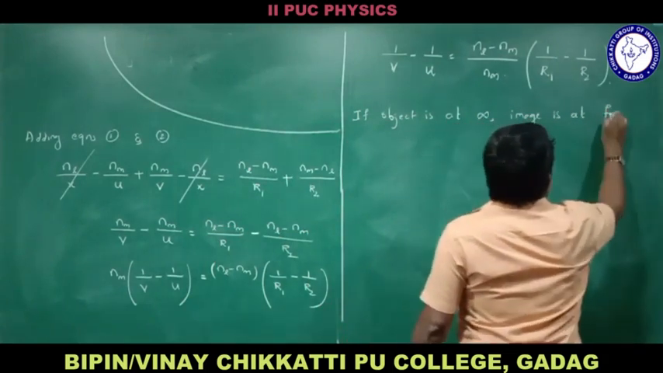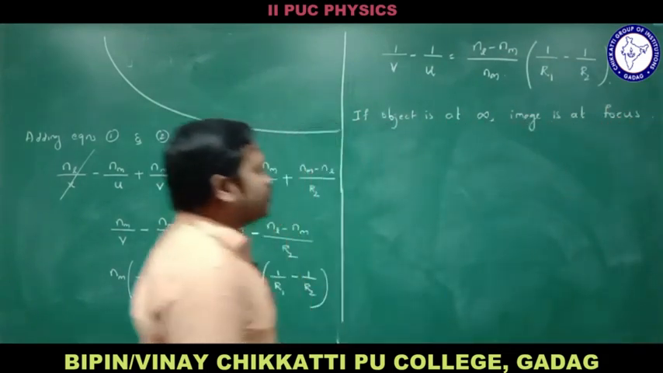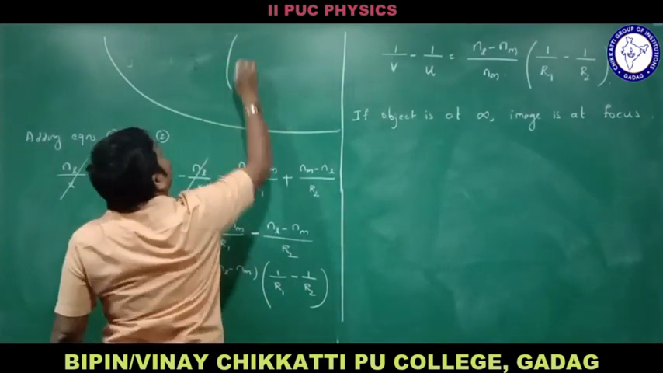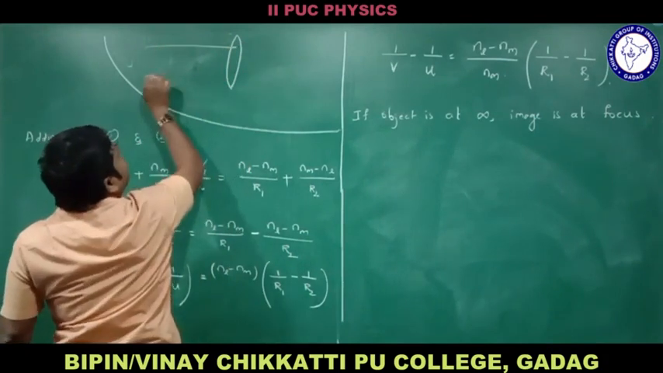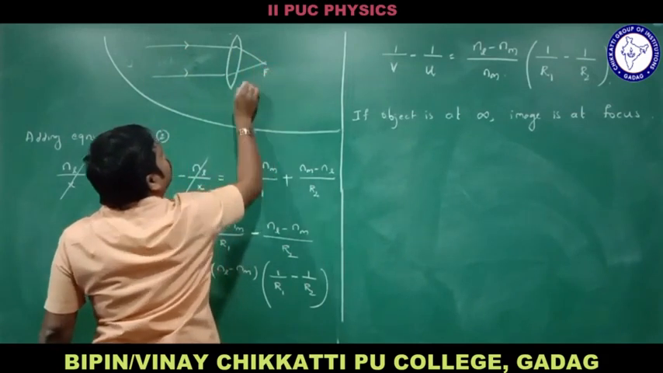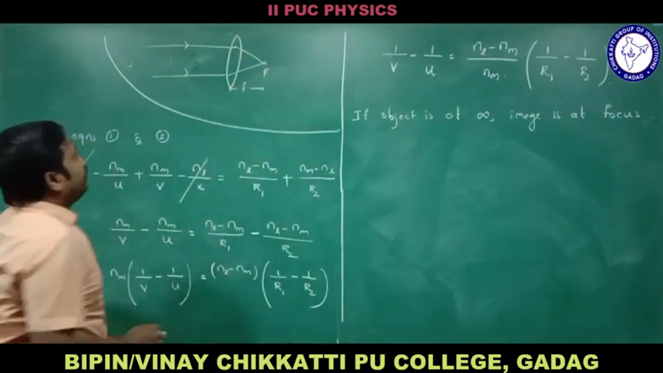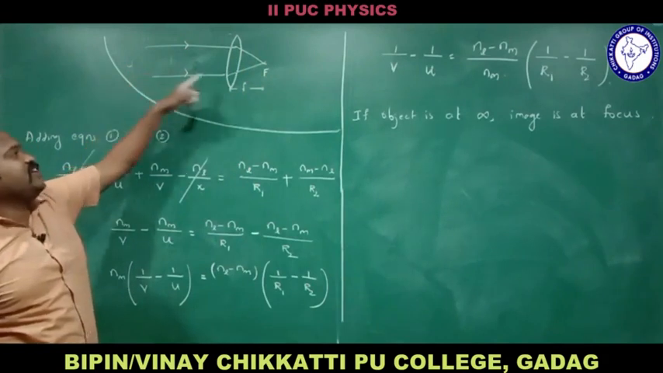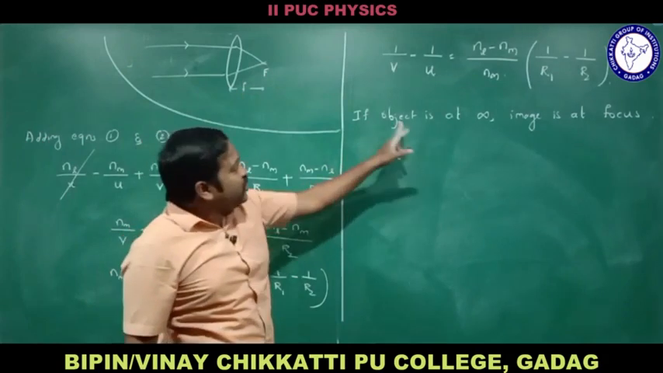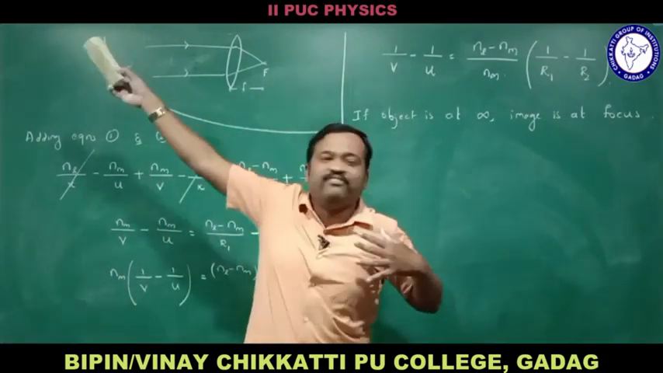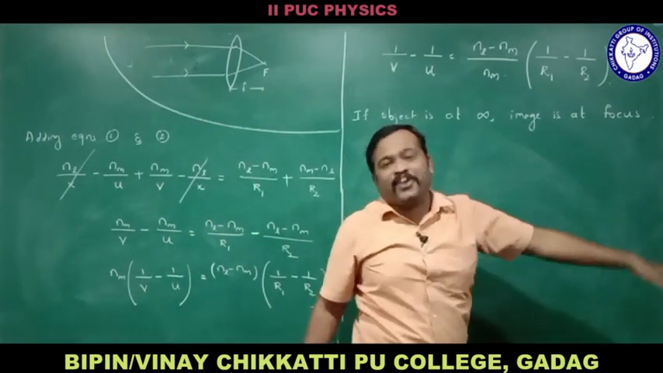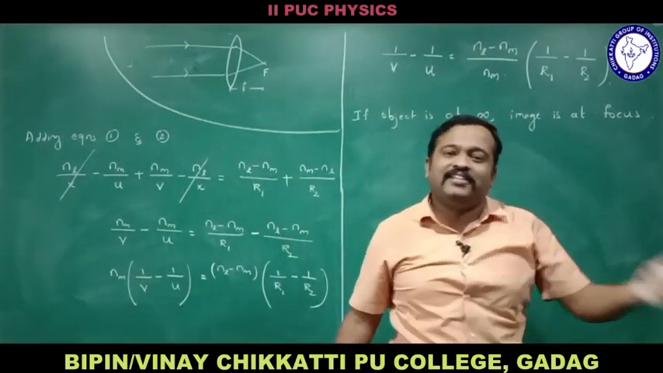Image is at, what we say here? Focus. Yes or no? Let us check it out. If object is at infinity, as I already told you, if this is a lens, if object is at infinity, it means parallel rays, where they meet at a point. So this is called the focal length. If object is at infinity, where is the image formed? Image is formed at the focus. That is why I wrote that if object is at infinity, it means it is very far away, meaning parallel rays. Where is the image? Image is at the focus, because all the parallel rays meet at a point, and that itself is the focus.